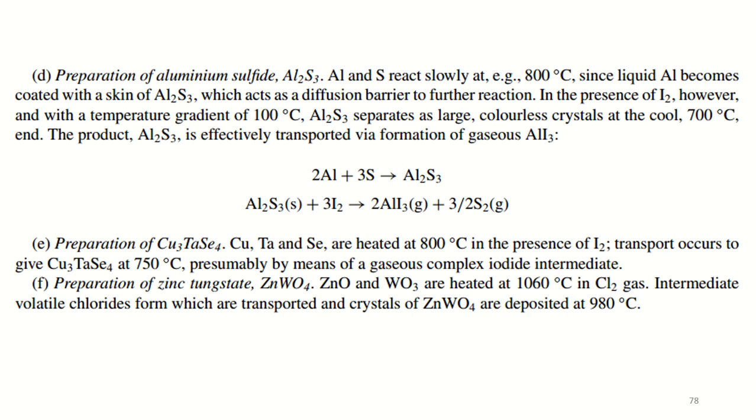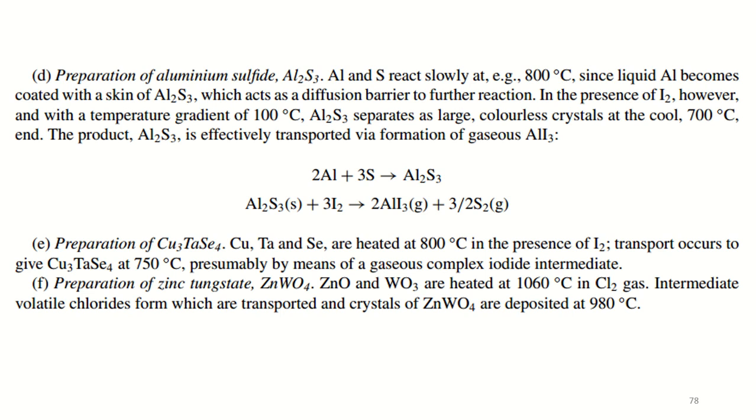E is the preparation of Cu3TaSe4. Copper, Ta and Se are heated at about 800 degrees Celsius in the presence of iodine. Transport occurs to give Cu3TaSe4 at 750 degrees Celsius, presumably by means of a gaseous complex iodide intermediate.